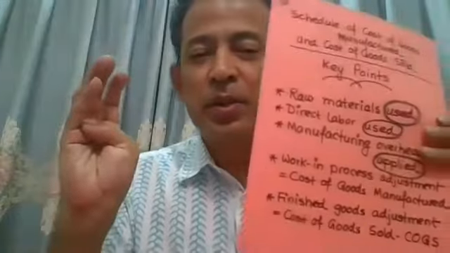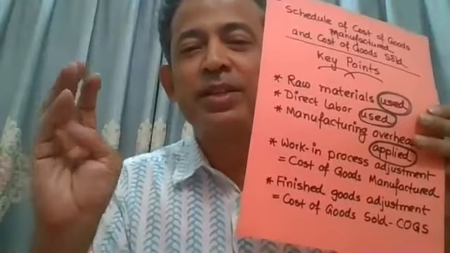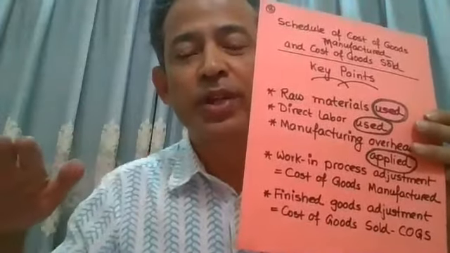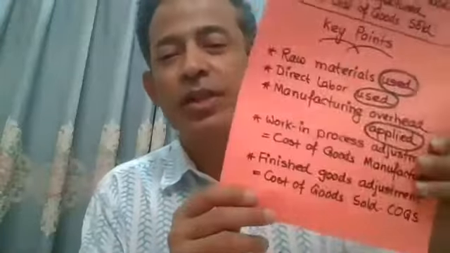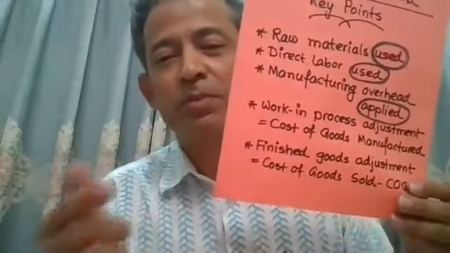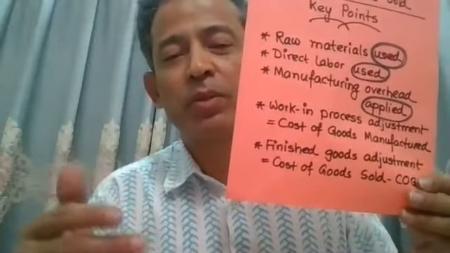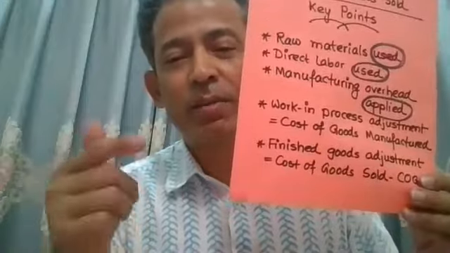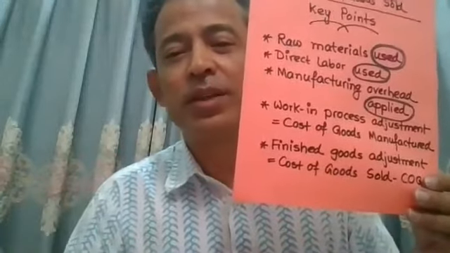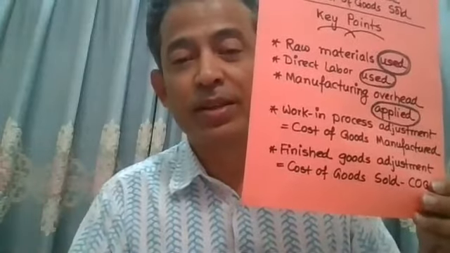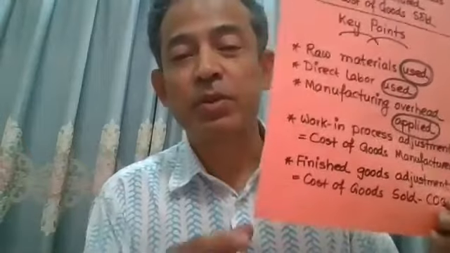So for the time being, let's look at materials used, labor used, and overhead applied. Up to this point, we have the total manufacturing cost: materials used plus labor used plus manufacturing overhead applied. These three together are your total manufacturing cost. And then just two adjustments. One is the work in process adjustment: beginning work in process is added and ending work in process is subtracted. The second adjustment is the finished goods inventory adjustment: add beginning finished goods and subtract ending finished goods. That's when you have cost of goods sold.